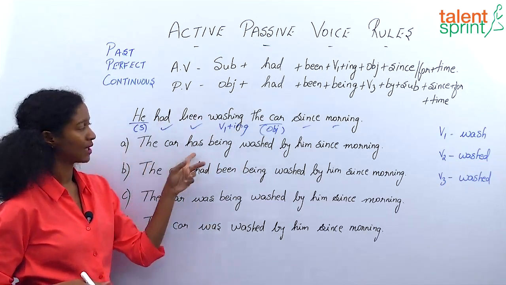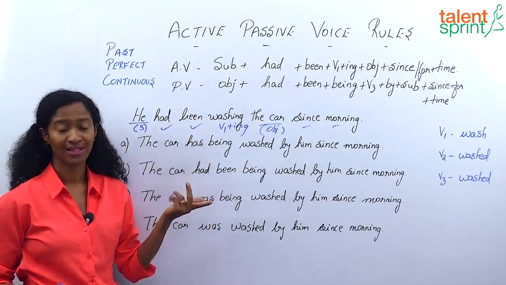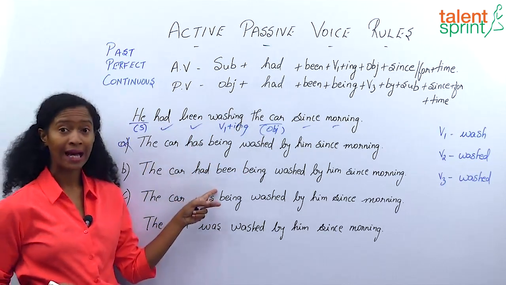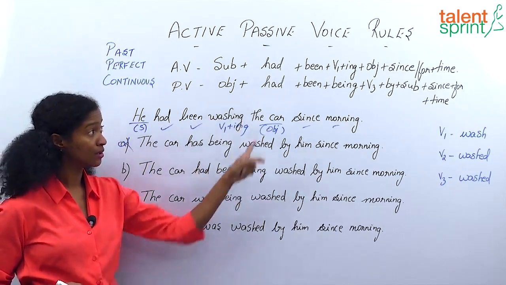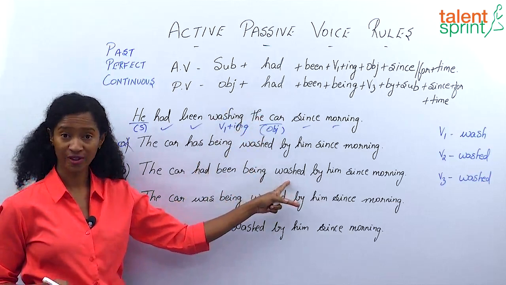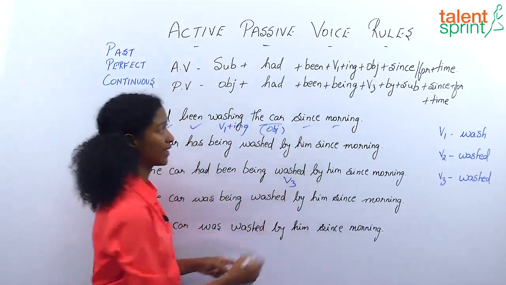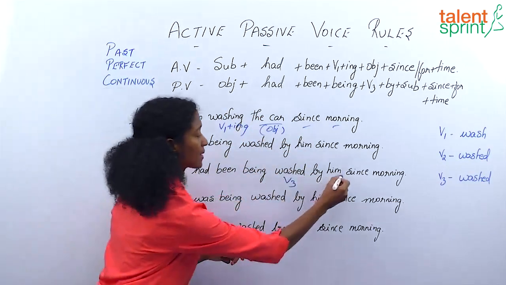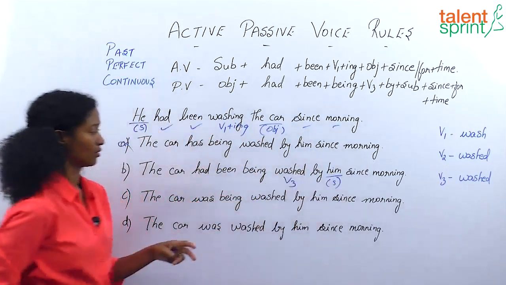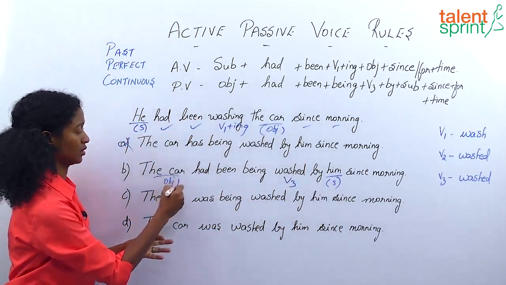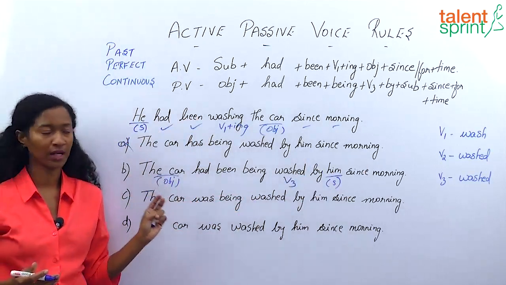The car, I have has. This is past perfect continuous tense, so out. The car had, correct, been, being, washed, verb 3: wash, washed, washed, okay. And then I have by him, our subject, since morning. So it seems like this could be our right answer.